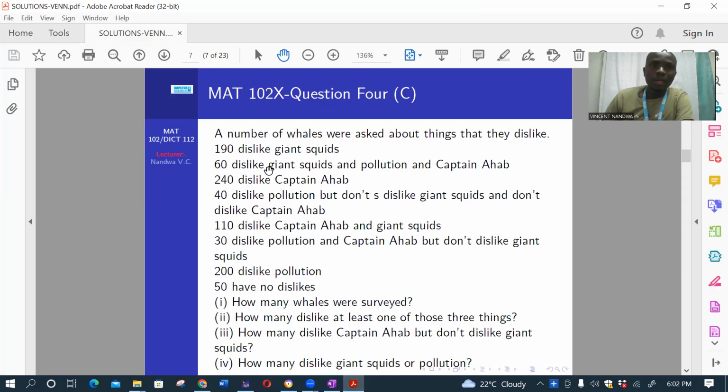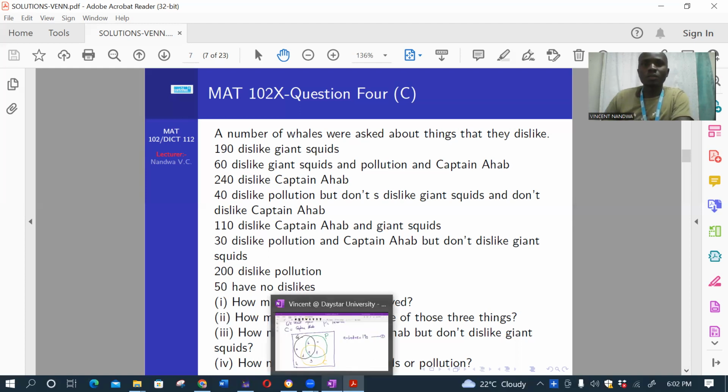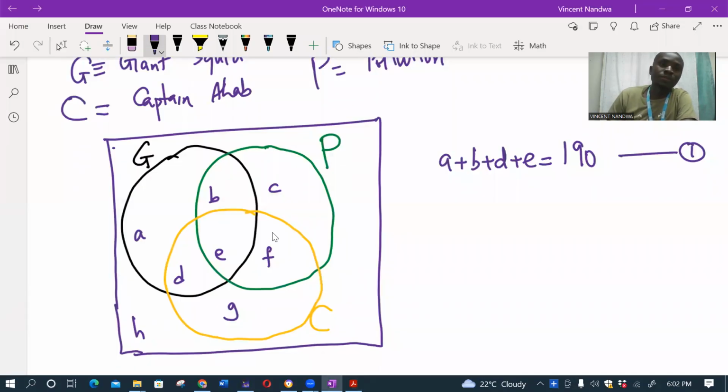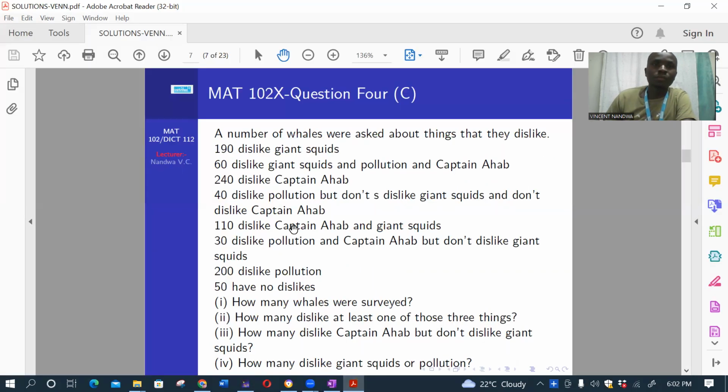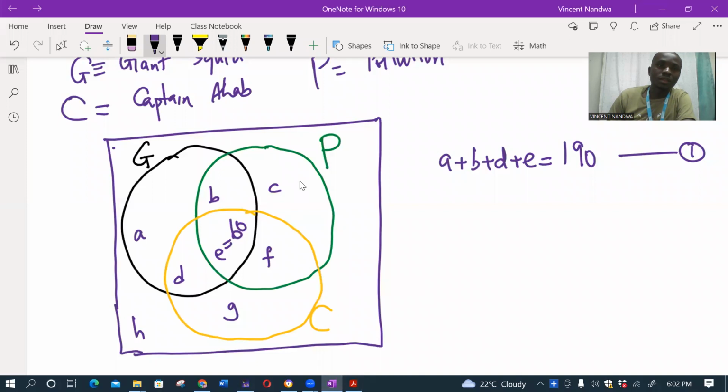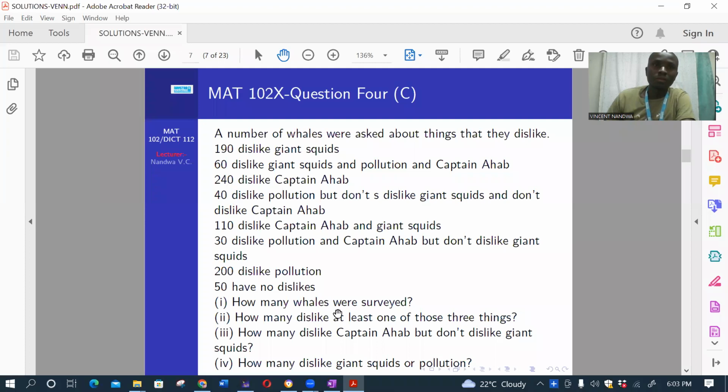And then 60 dislike giant squids and pollution and Captain Ahab. So where we have common dislike for all the 3 types, all these three sets, is this part E. So this is where we have the value of 60. 240 dislike Captain Ahab. Captain Ahab is this set C. So if we take D plus E plus F plus G, we need to get a total of 240.